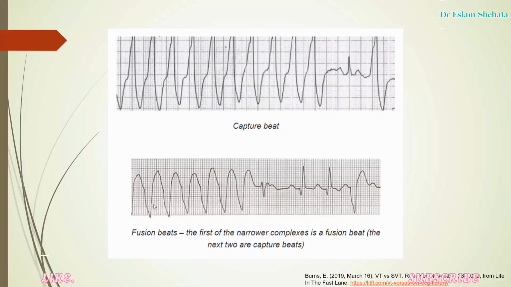Down here we've got a similar case, and we've got wide complex, wide complex, wide complex, and then we've got a combination here. We've got a fusion beat. So the P wave has gotten through, but not quite at the right time. It's sharing it with the ventricular focus, the ventricular rhythm. And so we've got this fusion of the narrow complex with the wide complex generating what we call a fusion beat here. It's followed by 2 capture beats, and then goes back into VT. If you see these things in the middle of your wide complex tachycardia, it almost guarantees that it's ventricular tachycardia.